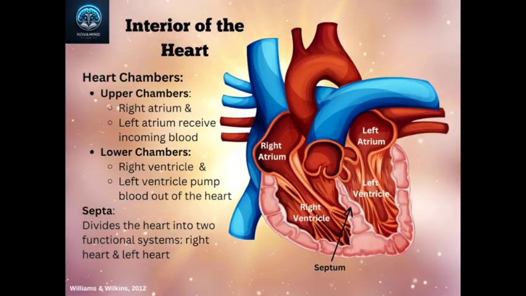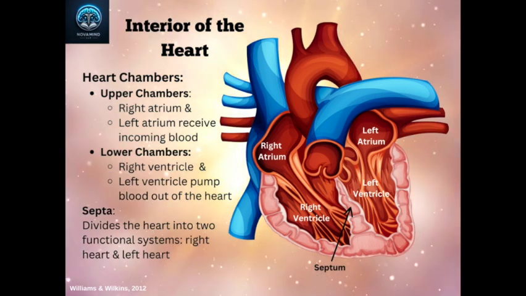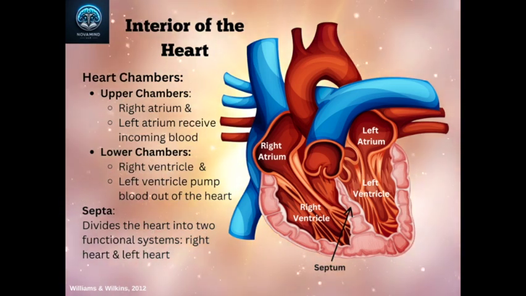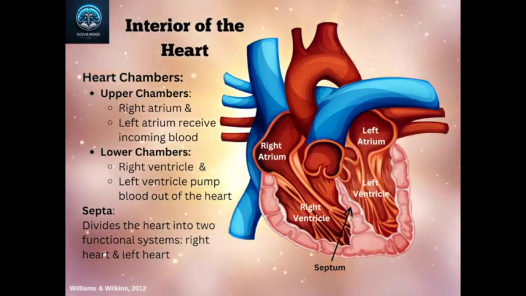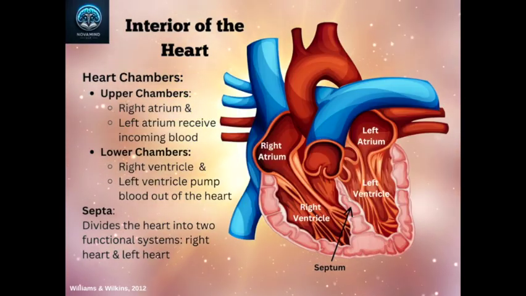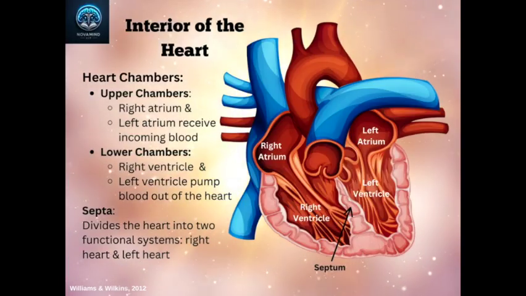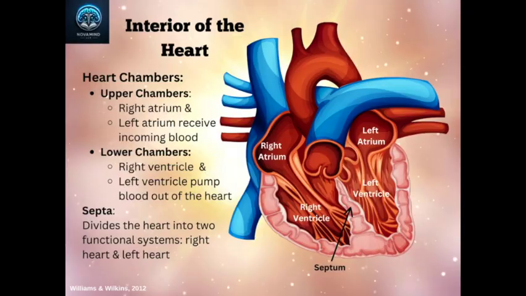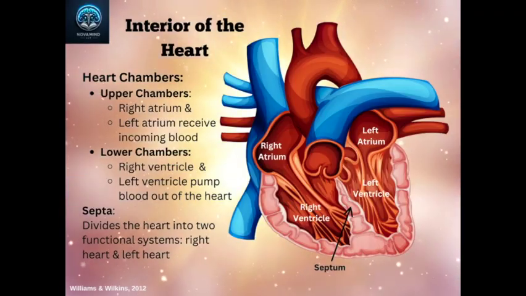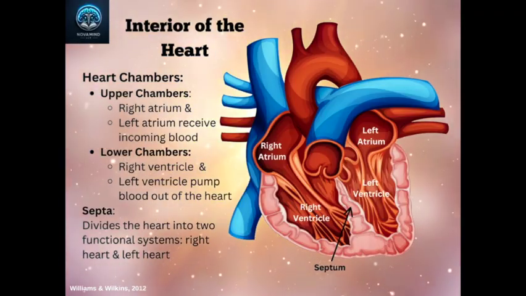The septa are crucial as they divide the heart into two systems, allowing the right heart to handle deoxygenated blood and the left heart to manage oxygenated blood. This division ensures that the heart can efficiently pump blood to both the lungs and the entire body without mixing the two types of blood.